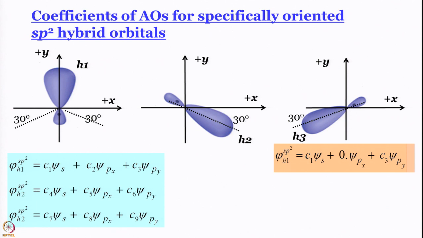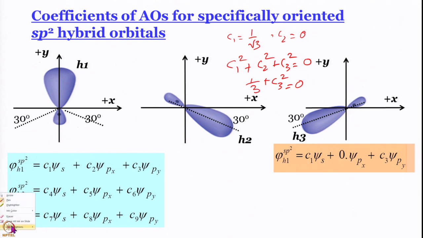Well, I have done it in a particular way on the slides, but let us just go by whatever we are discussing. So, this is 1 by root 3 C 1. C 2 equal to 0, and we know that for normalization C 1 square plus C 2 square plus C 3 square must be equal to 0. So, 1 by 3 plus C 3 square is equal to 0. What am I doing? I am as usual making a mess. If it is 0, then that is the end of it, is not it?